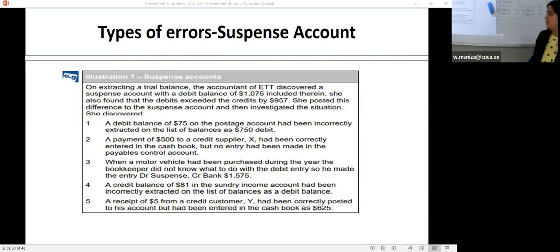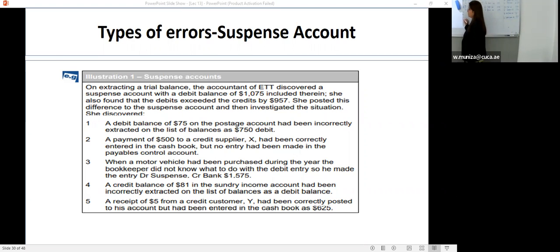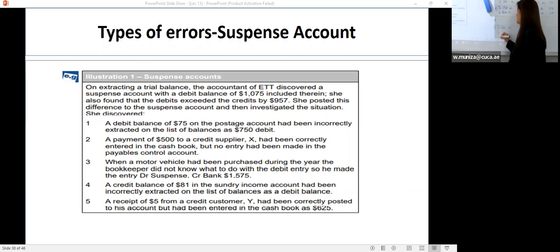Okay, now the fifth one. A receipt of $5 from the credit customer Y had been correctly posted to his account, but had been entered in the cash book as 625. We have received an amount from the customer. The accounting entry is cash account debit, and credit would be receivables account with an amount of $5. This should have been the correct accounting entry.